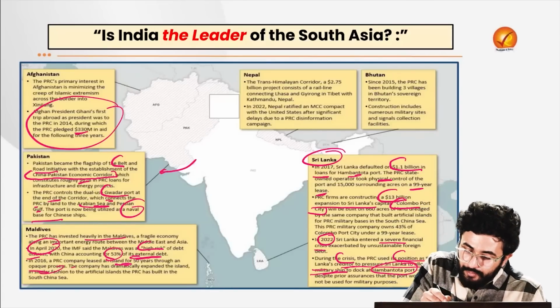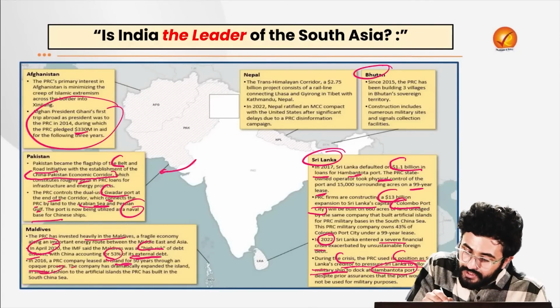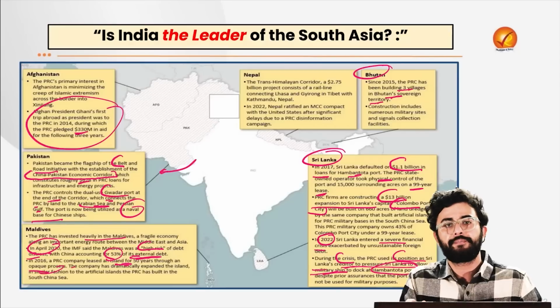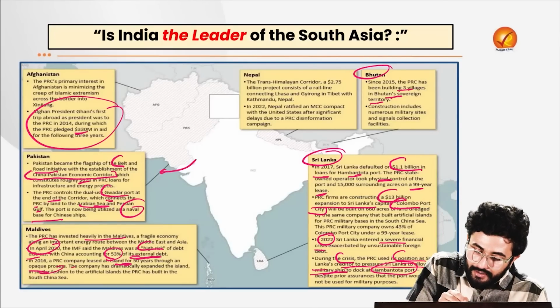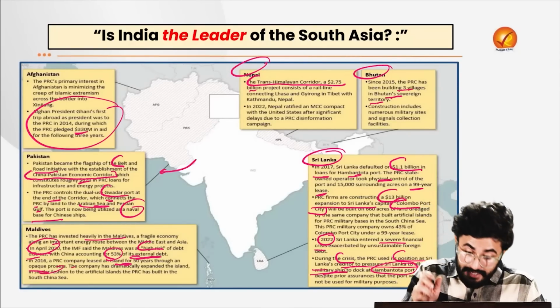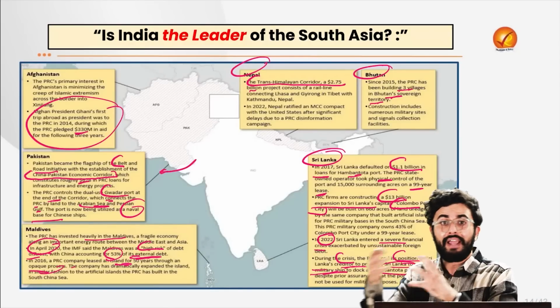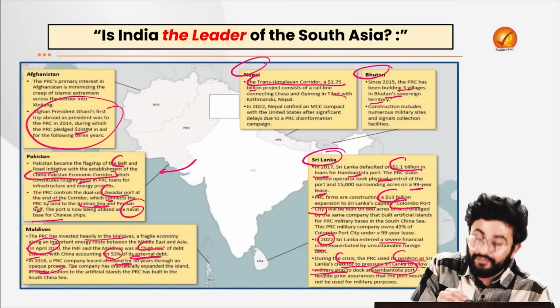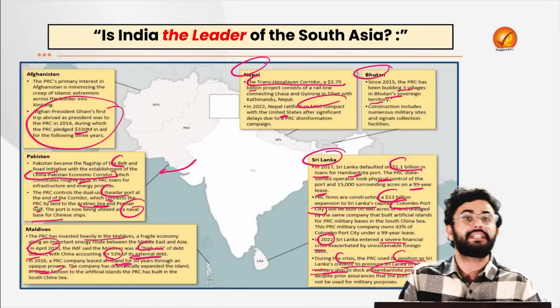Same it has been trying in Bhutan as well, where it is actually building 3 villages in the Bhutan sovereign territory. Or for example, in Nepal, a trans-Himalayan corridor worth $2.75 billion. When in 2022, Nepal was actually trying to ratify an MCC compact with the United States, China was actually hampering that as well.